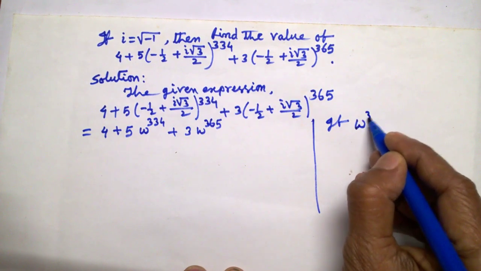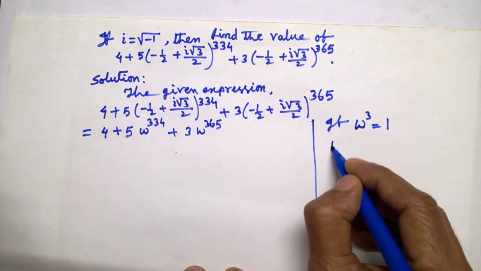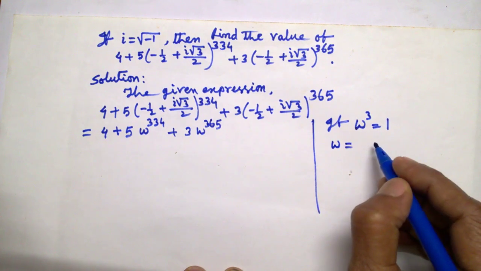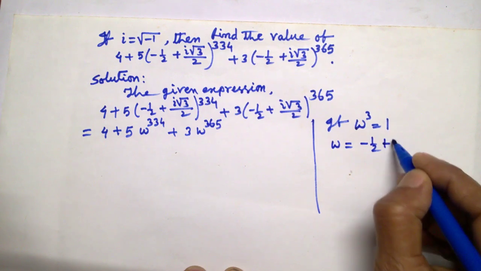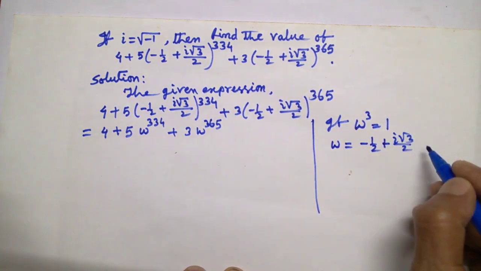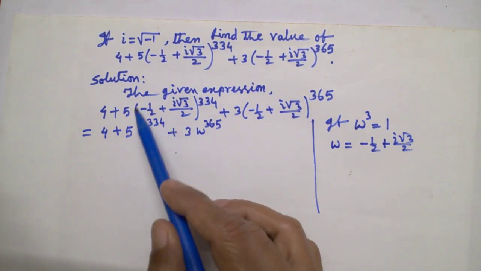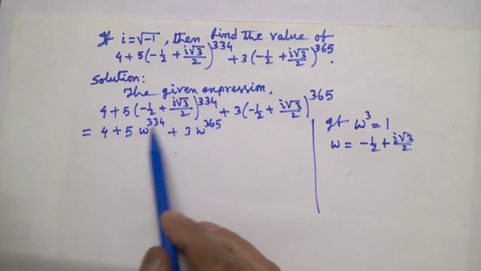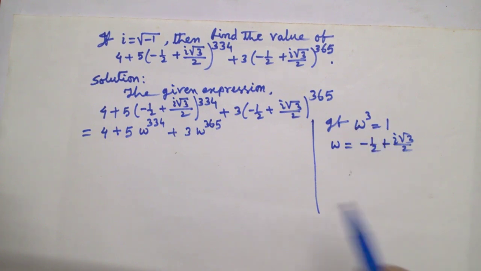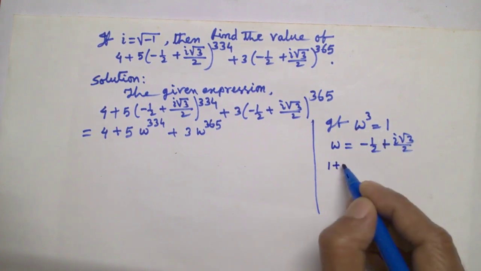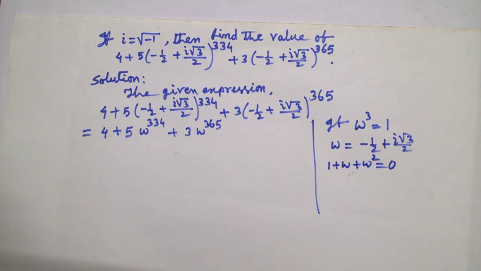omega cube is equal to 1, then after solving this according to formula, omega is equal to minus half plus i root 3 by 2. So replace this expression within bracket by omega, and the formula is omega cube is equal to 1, and another formula we have is omega plus omega square is equal to 0.